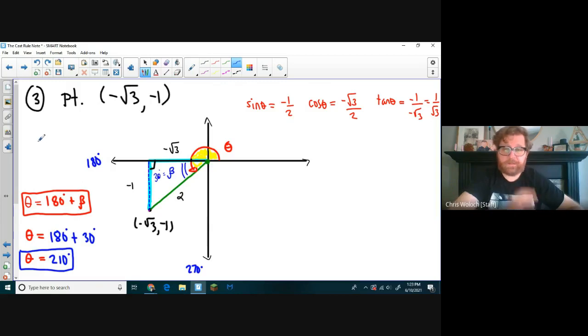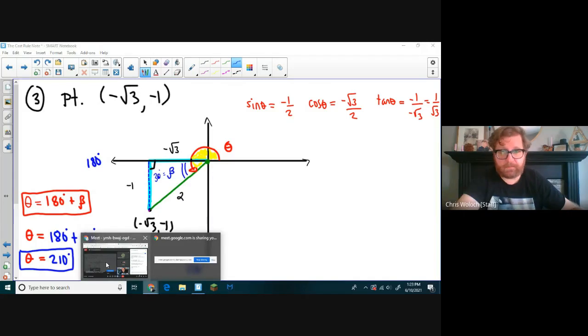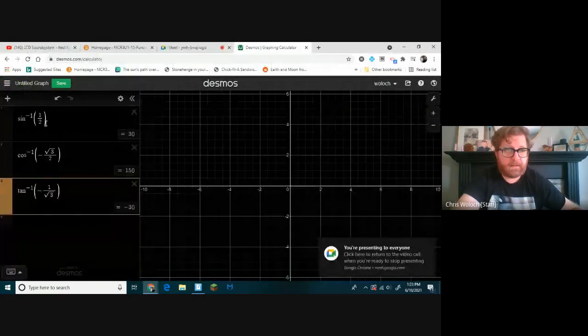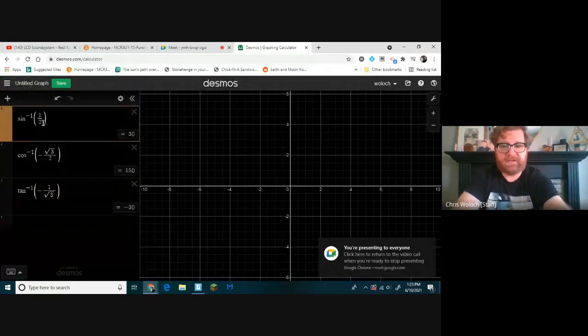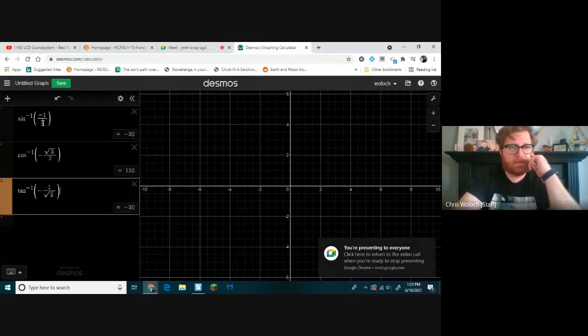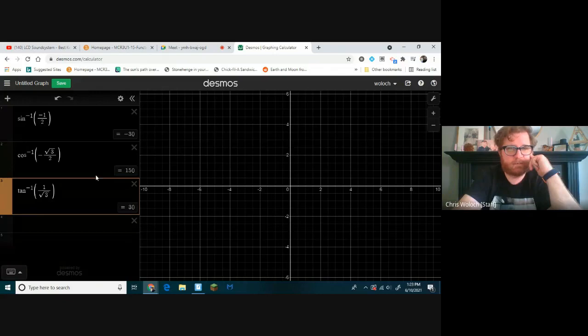Now, I just want to run the same experiment. If I use my calculator, let's go back to our decimals thing here. If I change it, this becomes negative, this is negative, and then tangent just stays positive, right? So check it out. If you use sine to figure this out, you get -30.